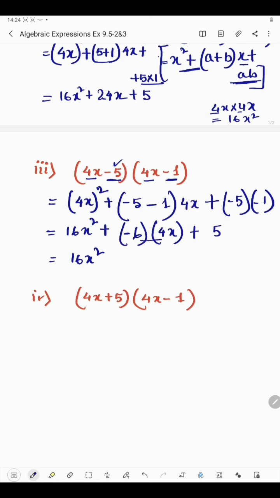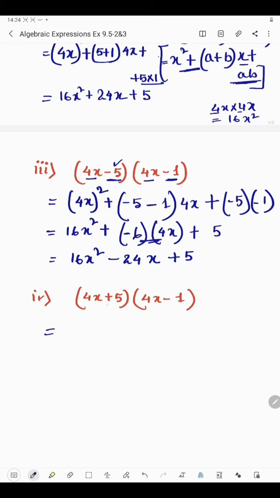Now 6 4s, if you multiply this, minus 6 into 4 is minus 24, so minus 24 multiplied by x, so minus 24x plus 5. So the answer of the third part will be 16x square minus 24x plus 5, okay. Now coming to the fourth part.